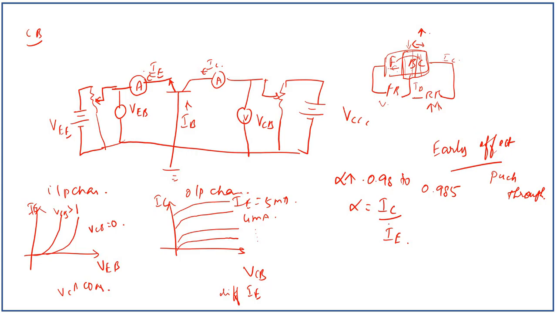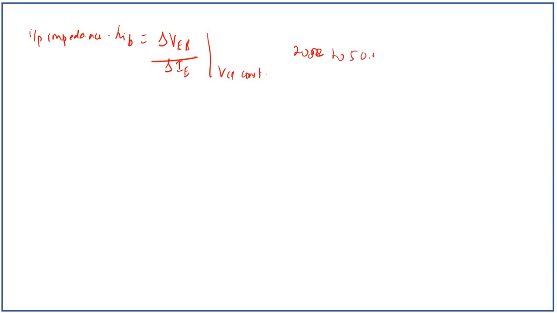And we have 4 H parameters for common base transistors. So they are the input impedance HIB, which is equivalent to del VEB by del IE, keeping VCB constant. The value is nearly 20 ohm to 50 ohm. It's the slope of the common base input characteristic curve. It's input impedance and it is for common base, so it is HIB, impedance, voltage by current.